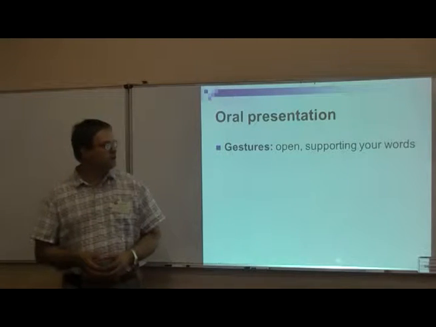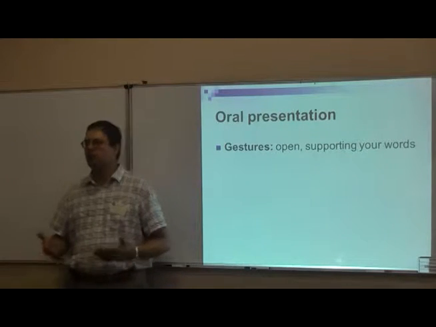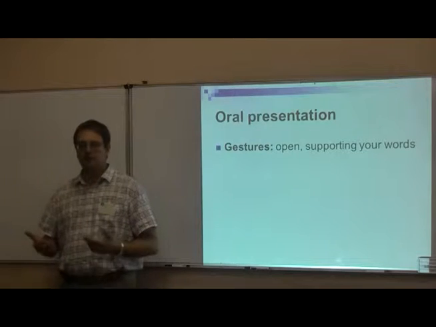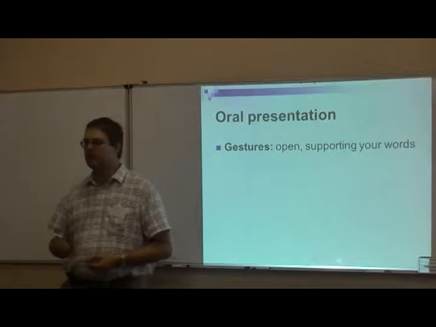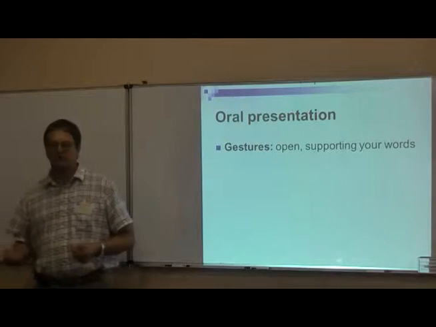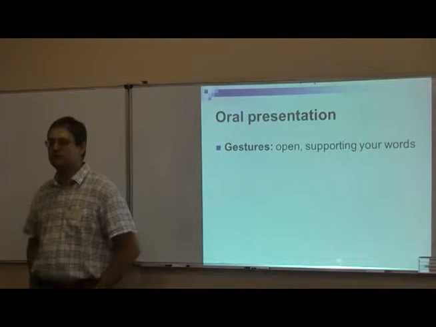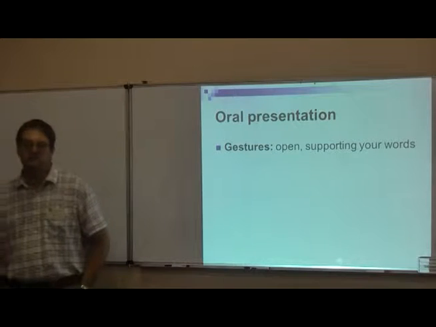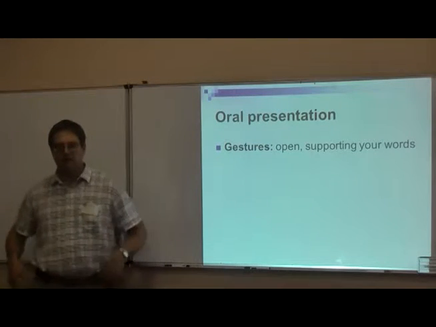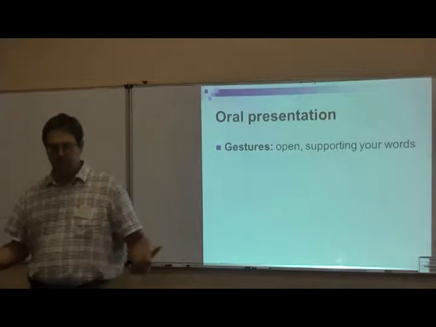When we are talking about gestures, try not to hold anything in your hands. Only if it's absolutely necessary you can hold the pen, but usually it distracts. Do not push your hands into the pockets. This also distracts, and it shows a kind of negligence to the audience in general. Just use some open gestures.